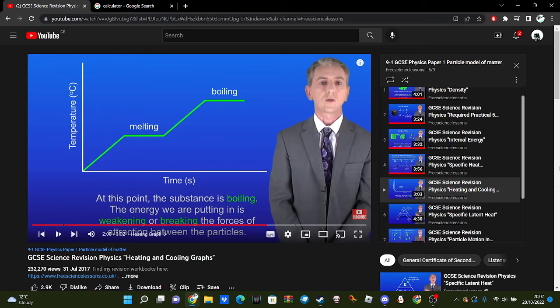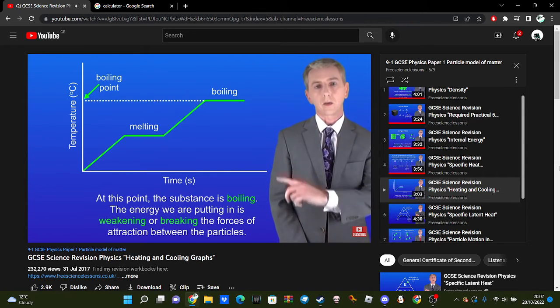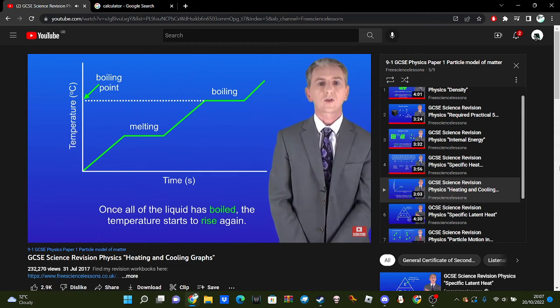weakening or breaking the forces of attraction between the particles. We can find the boiling point from the graph like this. Once all of the liquid is boiled, the temperature starts to rise again. It's because the particles have more energy.